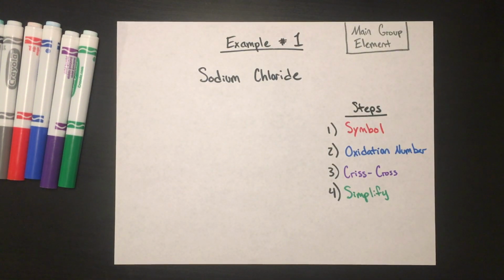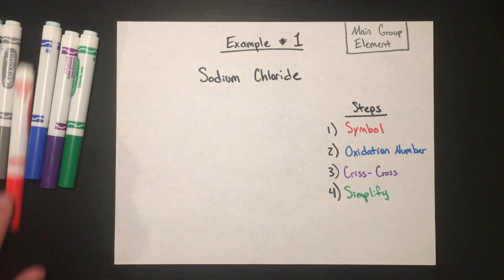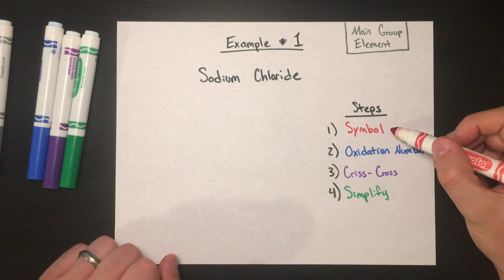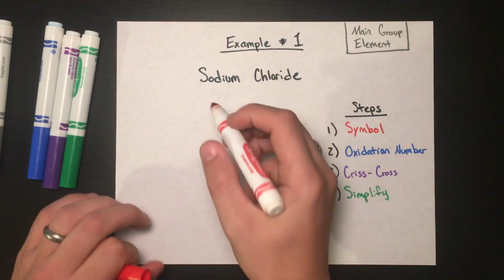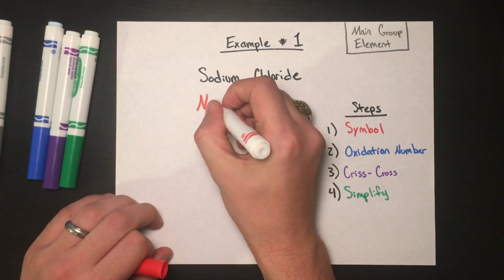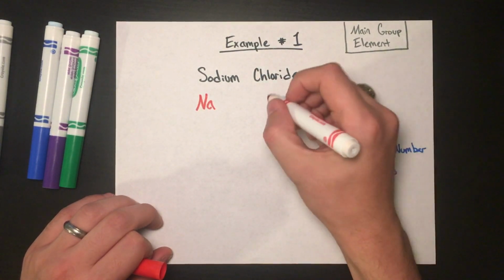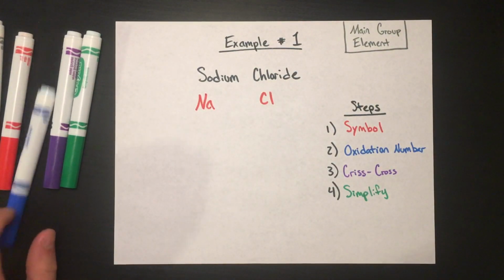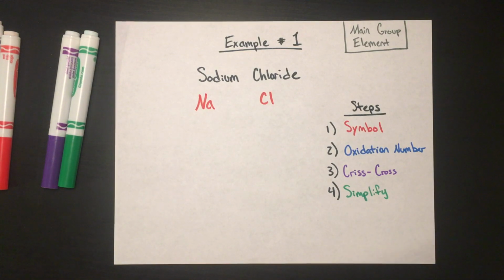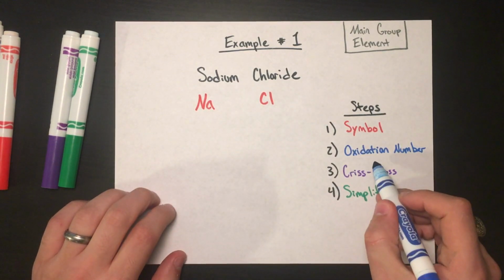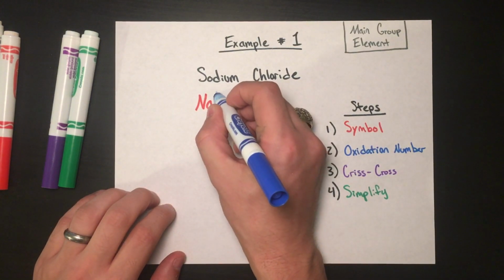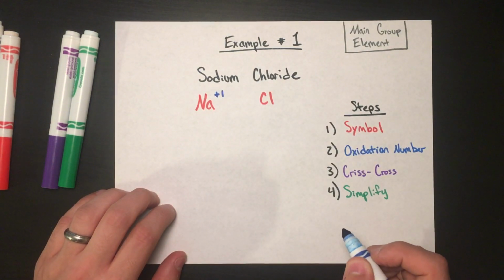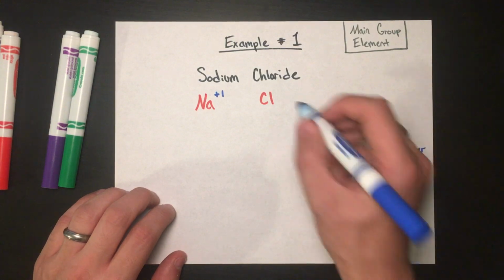All right, now let's see how to use the S.O.X.S method. Our first example is sodium chloride, and our first step is to write the symbols. So sodium's symbol is Na, chlorine's symbol is Cl, and then if you look on the periodic table and if you remember what we've talked about in our last unit, sodium has an oxidation number or a charge of +1, and chlorine has an oxidation number or charge of -1.